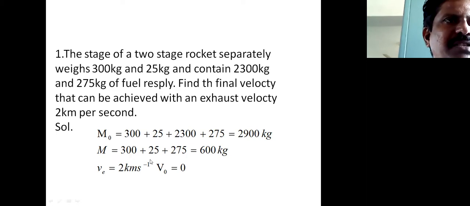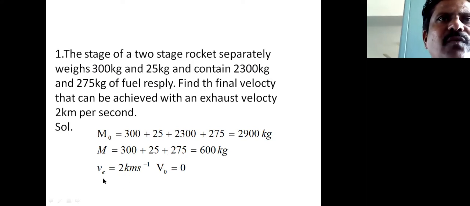300 plus 25 plus 275. The empty weight of the first engine is 300 kg. So the stage of the two-stage rocket separately weighs 300 kg, and inside this 300 kg tank you have 2300 kg of fuel. After burning this, you get this M. So M equals the weight of the first stage rocket plus the weight of the second rocket, including its fuel of 275 kg. That equals 600 kg.